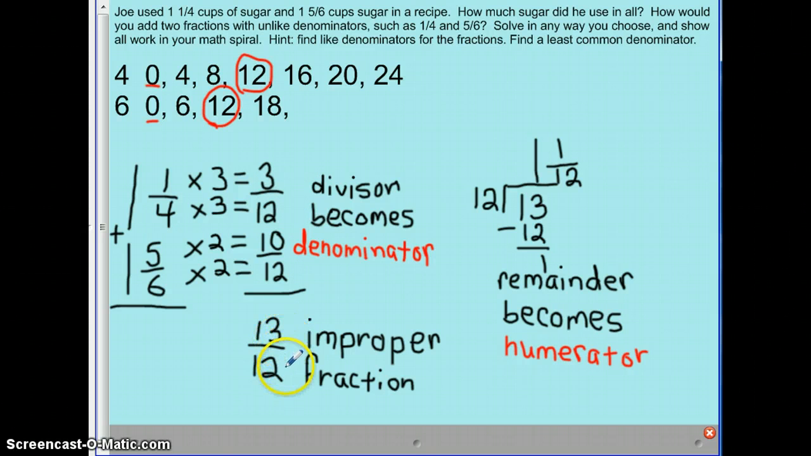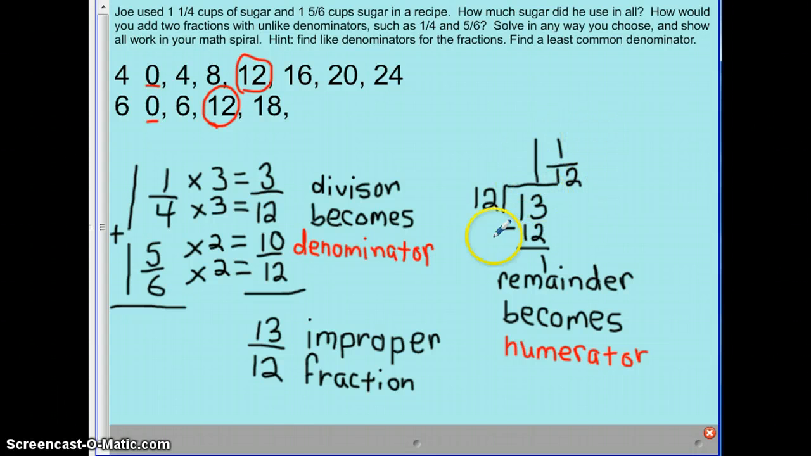It's improper again. So I've got to take my denominator and make it my divisor. Take my numerator, make it my dividend. 12 goes into 13 one whole time. That's why it's big. 1 times 12 is 12. I subtract, get 1 as my remainder. My remainder becomes my numerator, and my divisor becomes my denominator again.